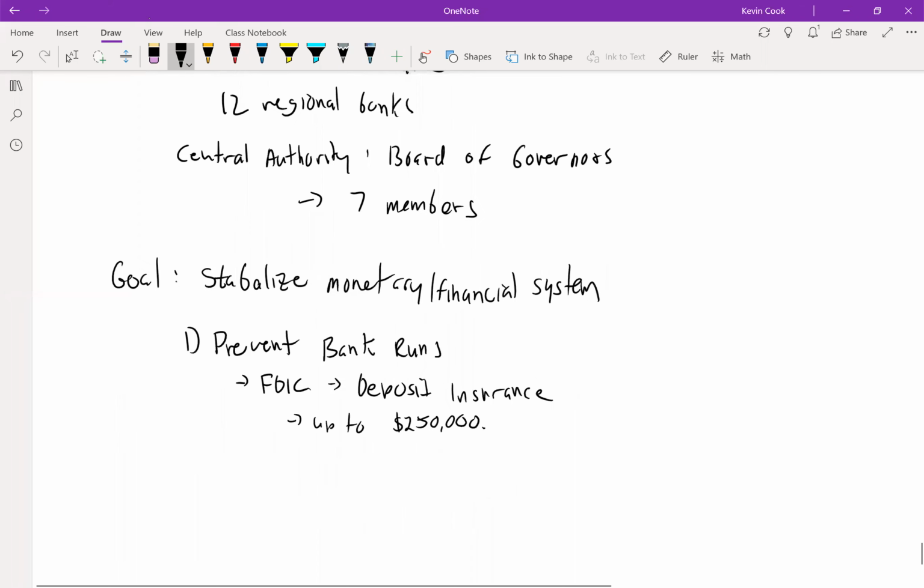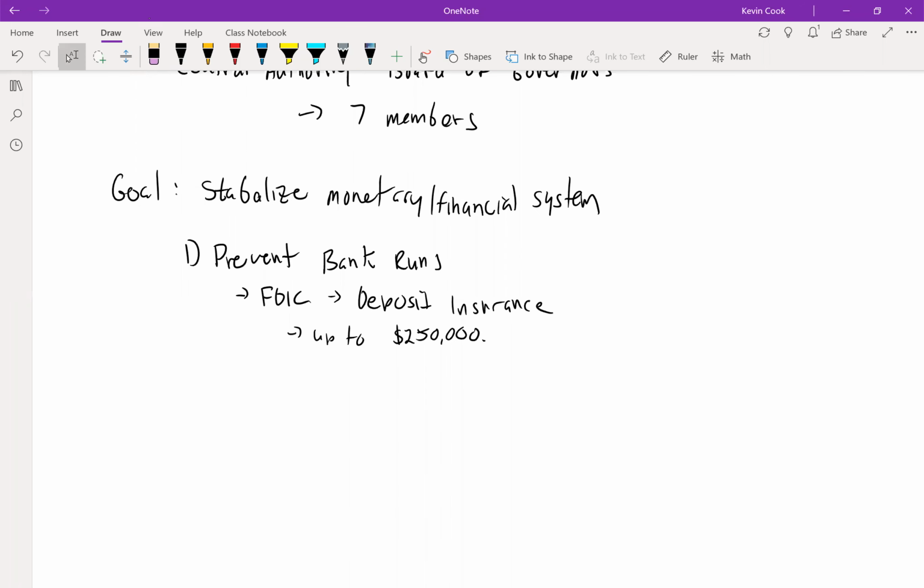And then what we got into, so they have this first thing that stabilizes, but the second is, so that's kind of their first goal. The second goal is to, ooh, that's confusing. Let's give that an A. So our second goal is going to be to conduct monetary policy.